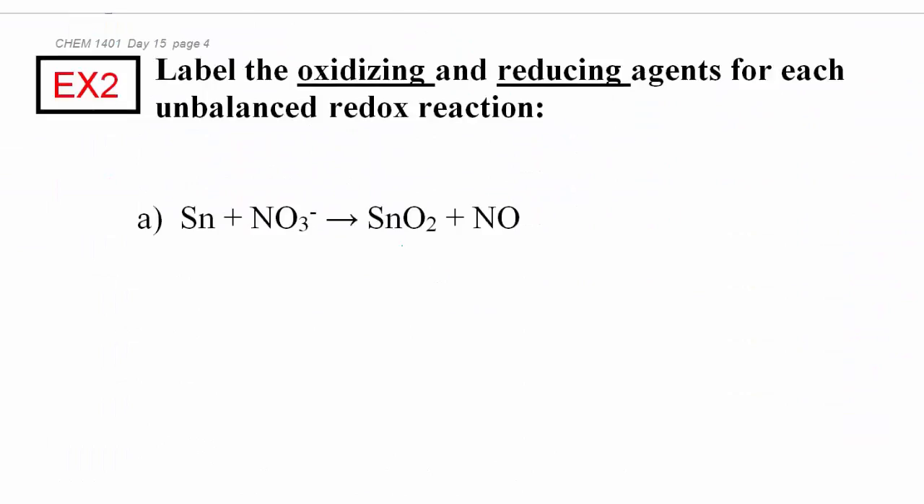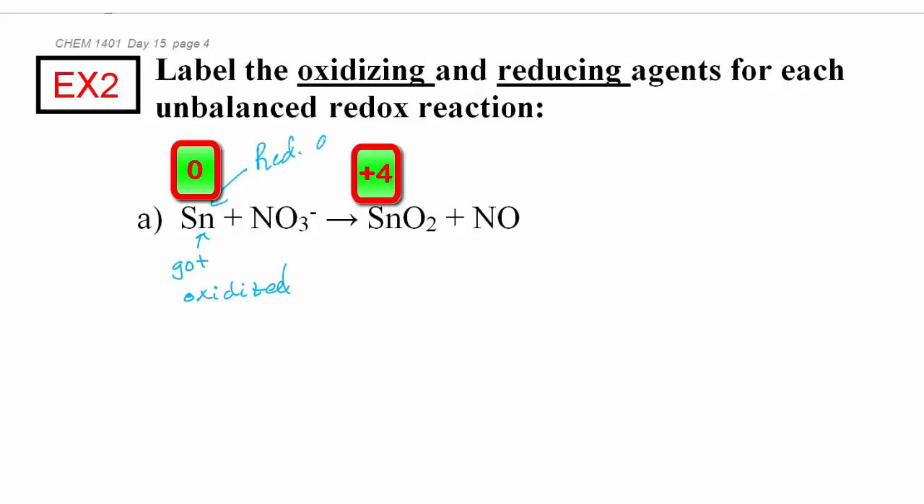Label the oxidizing and reducing agents for each unbalanced redox reaction. Okay, let's pick out tin is easier because we know tin is 0, and over here tin is a positive. So this compound, it got oxidized. If it got oxidized, it's the reducing agent. So if tin is the reducing agent, nitrate has to be the oxidizing agent.